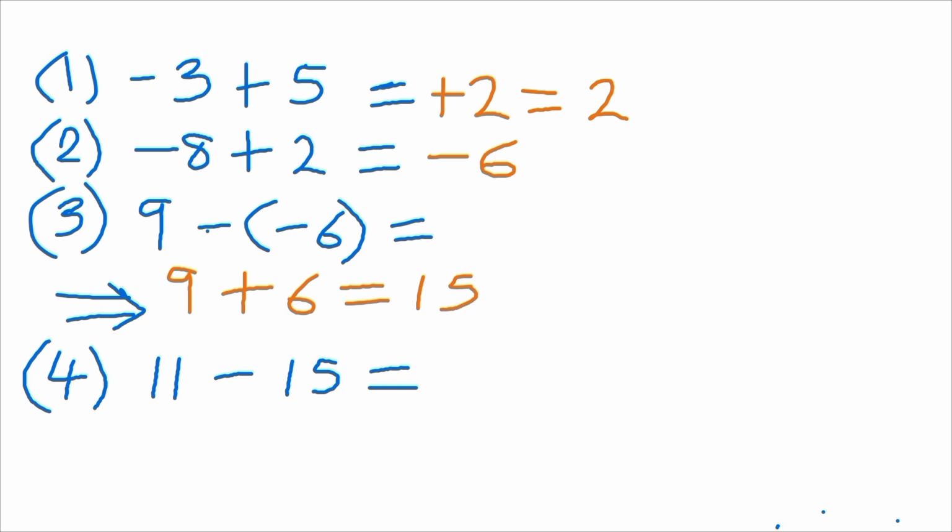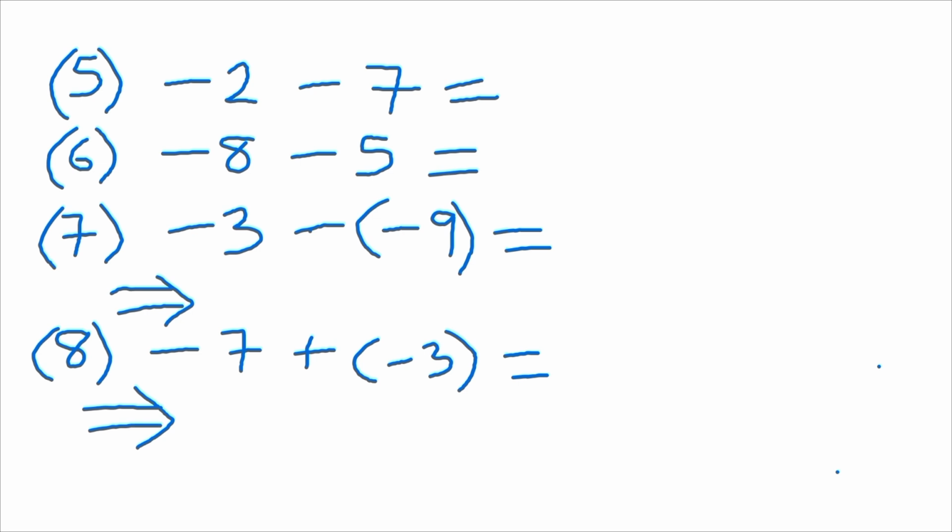Then number 4 says 11 minus 15. The 11 there is a positive value, and then 15 is negative. So between 11 and 15, which one is higher? 15 is higher. So we take the sign of 15, which is minus. And then ignoring their signs, don't forget their signs are different, so we subtract. So I'm going to say 15 minus 11, and that will give me 4. So the answer to this is minus 4. Hope it's getting clearer. Now let's check the other set of questions. We'll solve the other set of questions in the next slide.